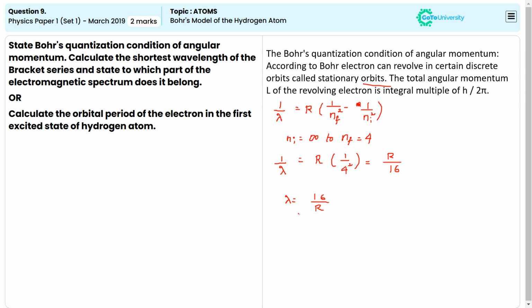Then we can write this as 1458.5 nanometer on substitution of the value of R.